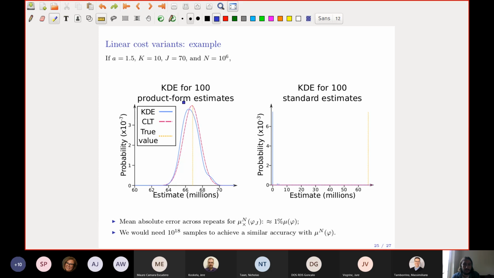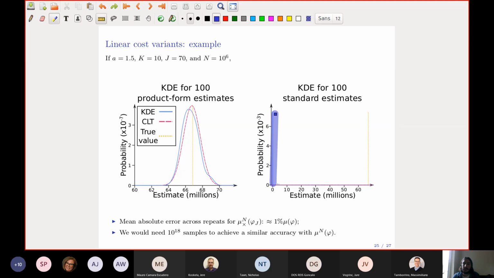This was doing 100 repeats of the product form estimator and fitting a kernel density plot to them, this blue line, and you get something quite sensible, something close to what the CLT predicts, and also quite peaked around the actual true value. And if you looked at the mean absolute error across the repeats, you got an error of around 1%.